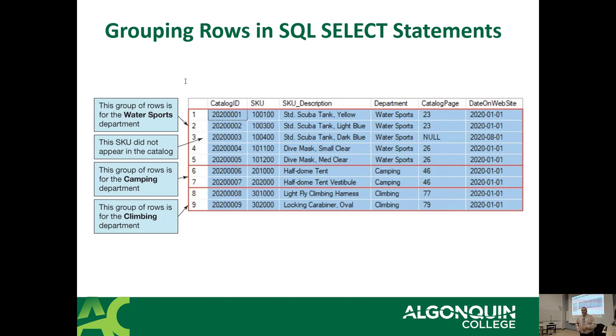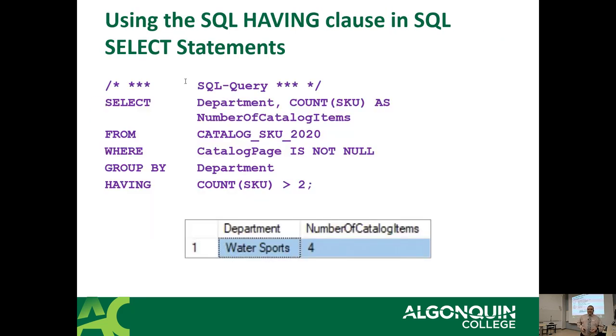So database servers allow us to do grouping. And this is an example that has absolutely everything in it, including the kitchen sink. So what I'm going to do is demonstrate the grouping, and then I'm going to talk about that other clause that's sitting on there, which is HAVING.